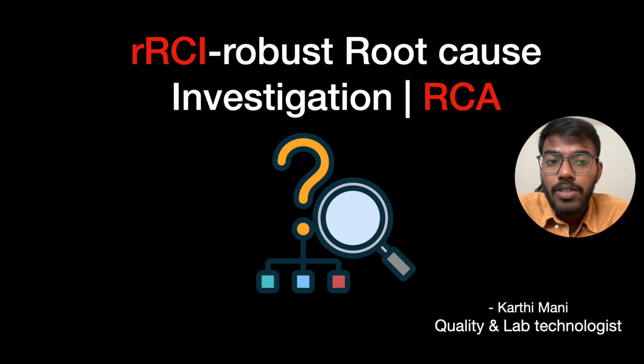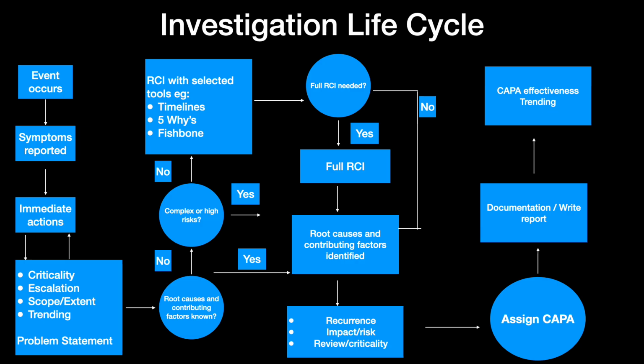So moving on to the important one, the investigation life cycle. Before we jump into how, let's understand the life cycle of an investigation. Every event starts with something unusual, right? An occurring event. This event usually triggers someone to report it. That's when we take immediate action. Now those immediate actions can range from something simple like a quick fix, an easy win, to something major like a full-scale corrective investigation. So that's where we ask questions like criticality, escalation, scope and extent, trending.